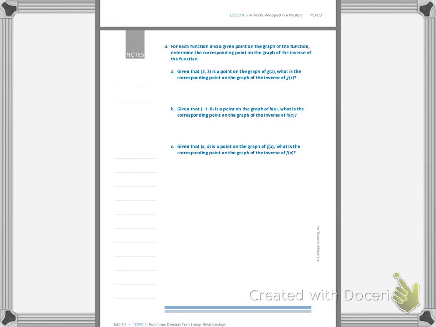It says for each function and a given point on the graph of the function, determine the corresponding point on the graph of the inverse of the function. So given that 3, 2 is a point on the graph of g of x, what is the corresponding point on the graph of the inverse of g of x? Flip the point. Given that negative 1, 0 is a point on the graph of h of x, what is the corresponding point? We flip it. Given that a, b is a point, we flip it. Its inverse is always the flip to get that mirror across the y equals x.